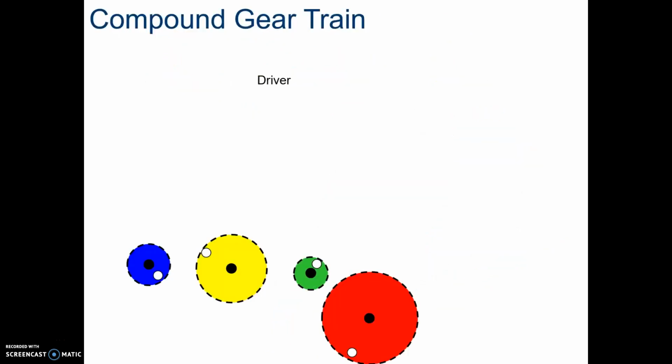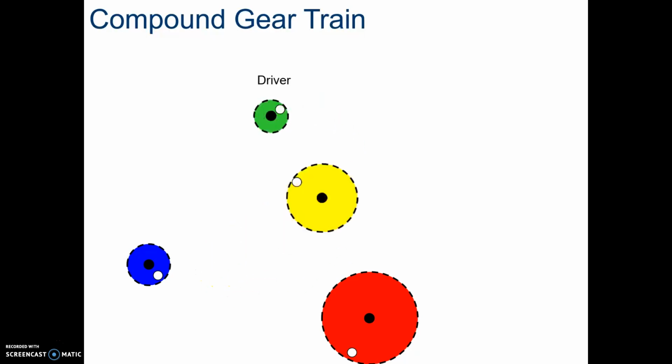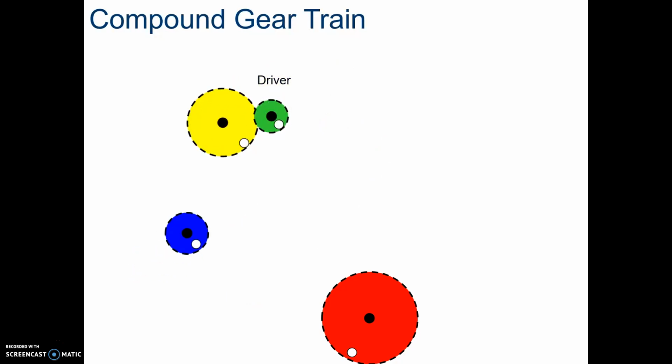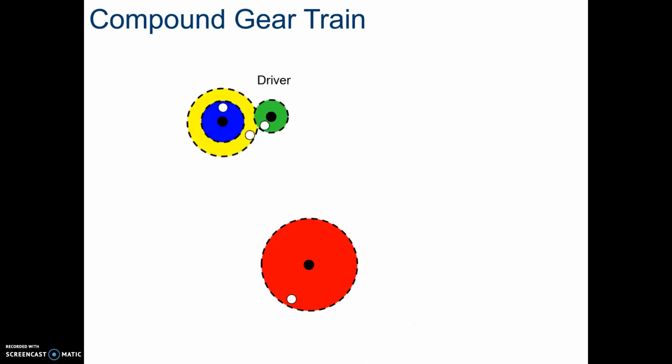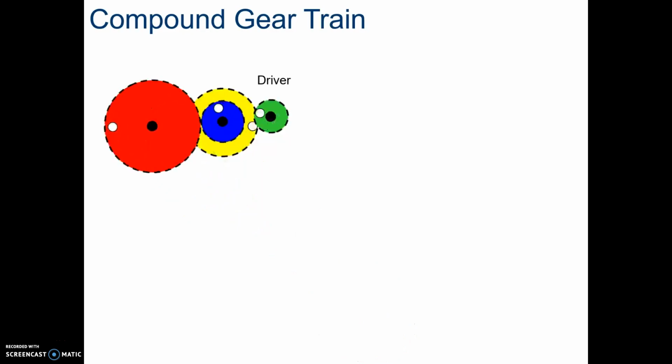Now we get into compound gear trains. So there's a little twist here. They're going to build this thing together for us. So here's our driver. And those two mesh, the green and the yellow. And then we have our blue. So now blue and yellow share a shaft, so they will turn at the same speed. And then finally we have the red and blue meshing to give us that ratio right there.